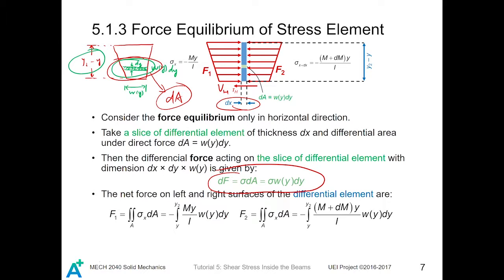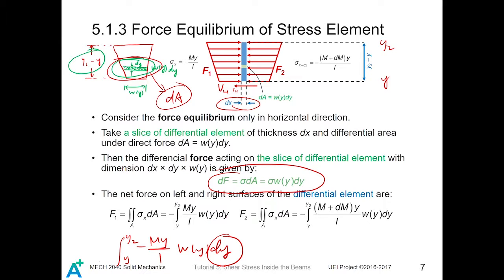Then the net force on the left hand side surface and the right hand side surface can be given by integrating this differential form on the left and right hand sides. On the left hand side, sigma x equals minus My divided by I, and we know that dA equals w(y) dy. Further, since we are integrating with respect to dy, we are interested in the range of y, and it is clear that the range of y is from y to y2. Therefore, we write the integral from y to y2 to get the net force on the left hand side caused by the bending, which is F1.